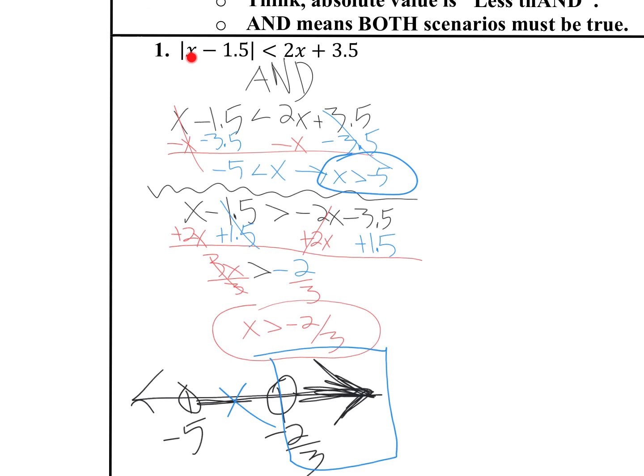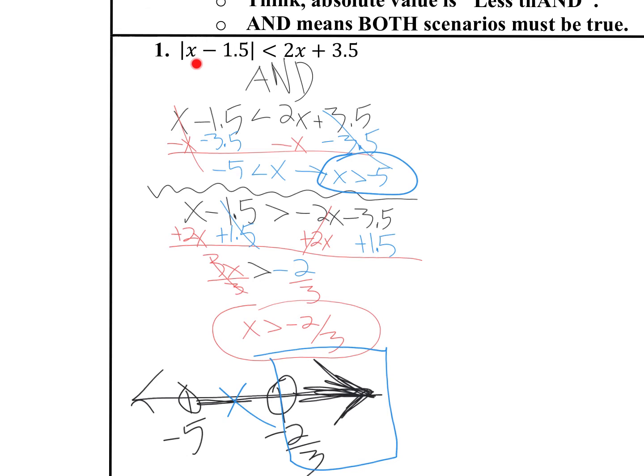If I plugged in -2 here, that would make -3.5. And then once you take the absolute value of that, it would make +3.5. Then you would take -2 and plug it in here. That would make -4 plus 3.5, which would make -0.5. So you'd have 3.5 is less than -0.5. That doesn't make sense. But take a number that is greater than -2/3, like the number 0.